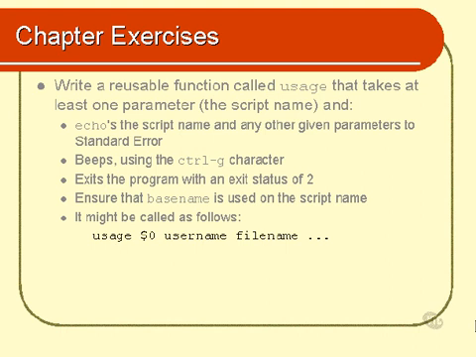So the usage function will actually take, in this particular example, exactly 4 parameters. The $0, username, file name, and then ... will be the 4th parameter.